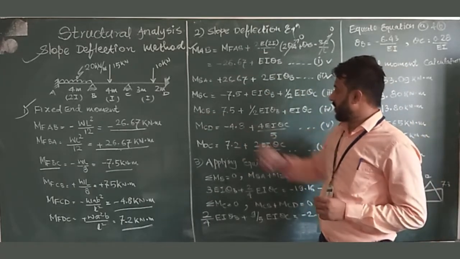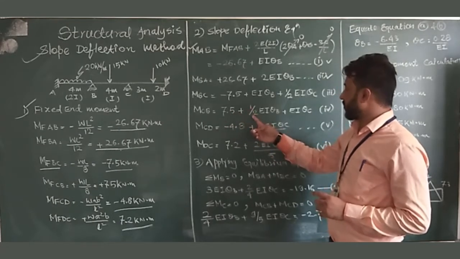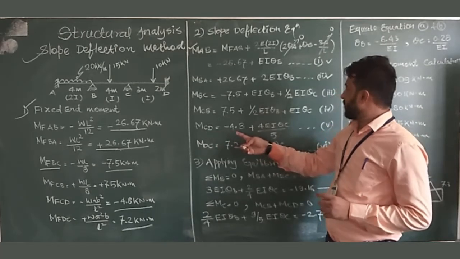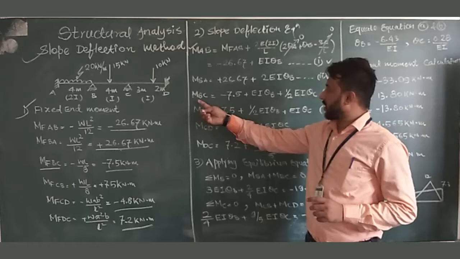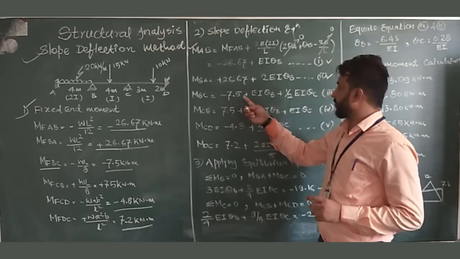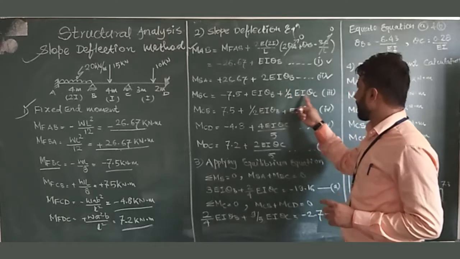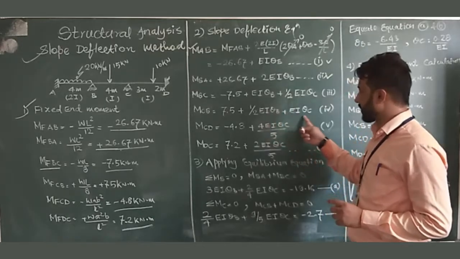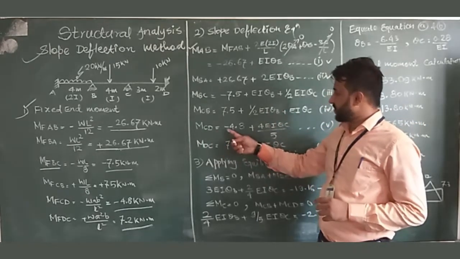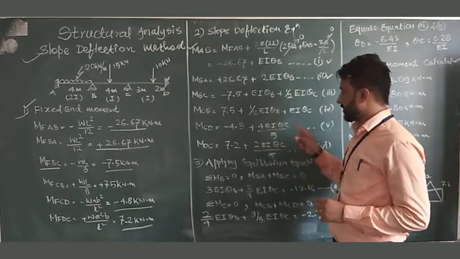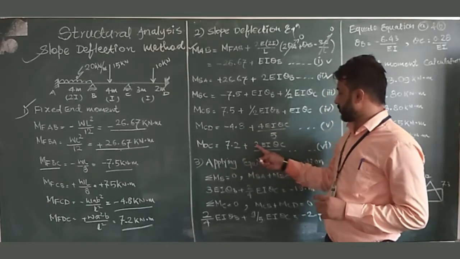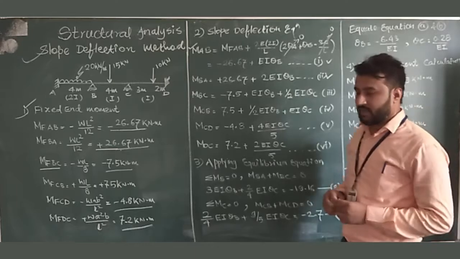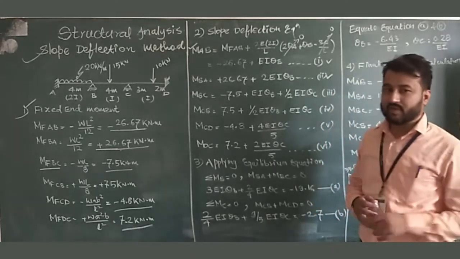Okay, so MCB we are getting as 7.5 plus 1 by 2 ER theta B plus theta C. Sorry, I forgot to mention the MBC value. This is minus 7.5 plus ER theta B plus half of ER theta C. And equation number 4 is 7.5 plus 1 by 2 ER theta B plus ER theta C. Now MCD we are getting as minus 4.8 plus 4 by 5 ER theta C, and MDC we are getting 7.2 plus 2 by 5 ER theta C.